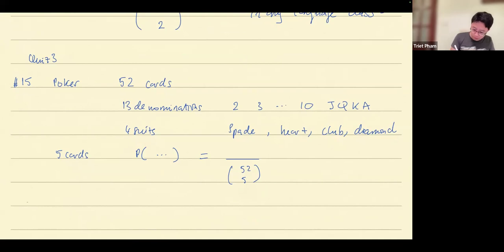So part A is a flush. Again, that's the word from poker, which really just means that all cards have the same suit. So what's the probability of that?